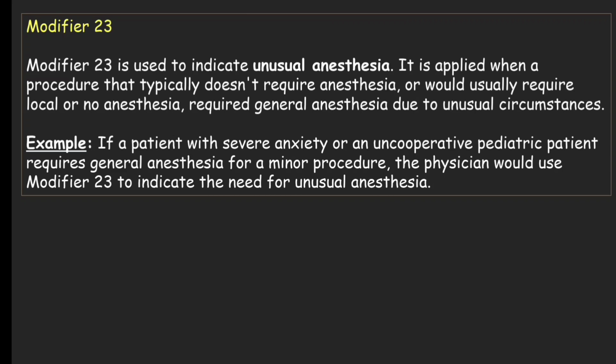For example, if a patient with severe anxiety or an uncooperative pediatric patient requires general anesthesia for a minor procedure. It means that the minor procedure usually requires local anesthesia. But if the patient has severe anxiety or an uncooperative patient is present, then it requires general anesthesia for a minor procedure. Therefore, the physician would use modifier 23 to indicate the need for unusual anesthesia. Let us see the keywords. The keywords are unable to tolerate without general anesthesia.